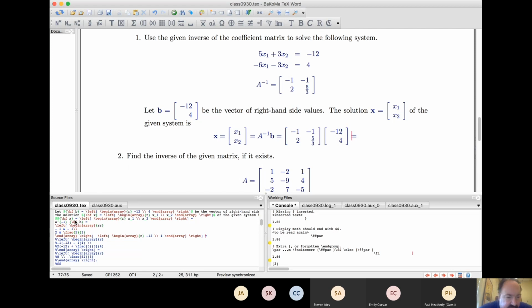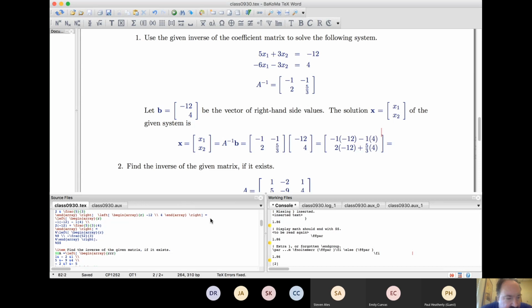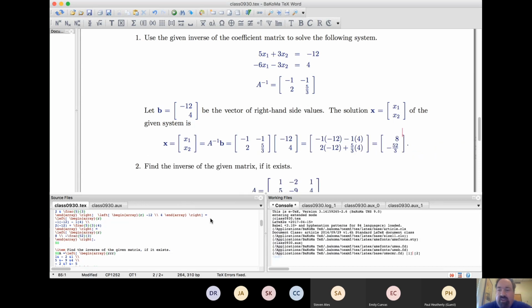And matrix multiplication is something we've been dealing with lately. So you go across this row and down this column and multiply corresponding elements, and you add. So -1 times -12 plus -1 times 4 for the first entry, and then for the second entry, you work with the second row. So 2 times -12 plus 5/3 times 4, and that goes over here. So now you just work all that out, and the solution that you get is 8 and then -52/3.